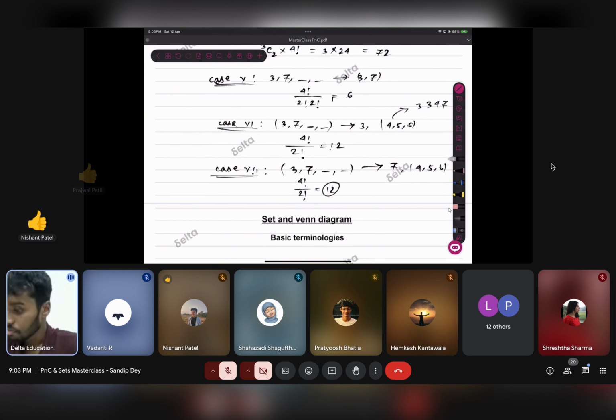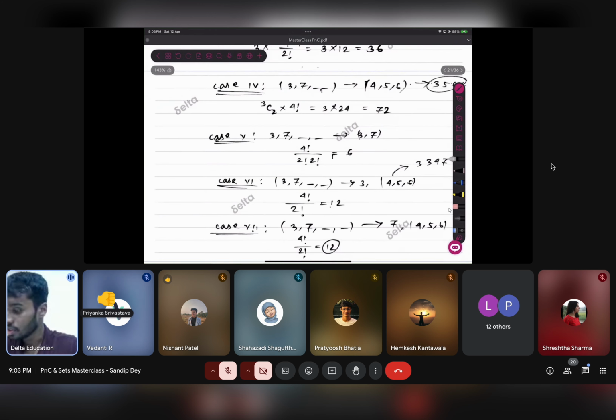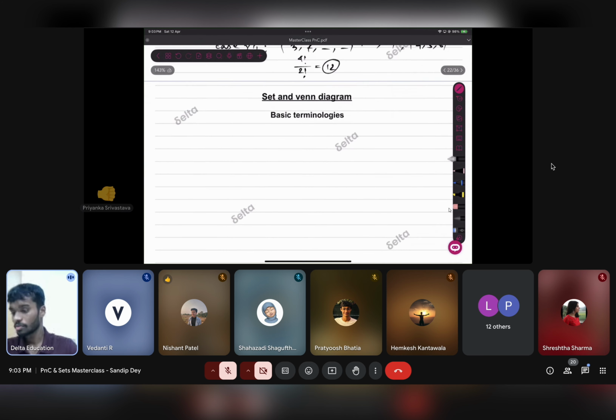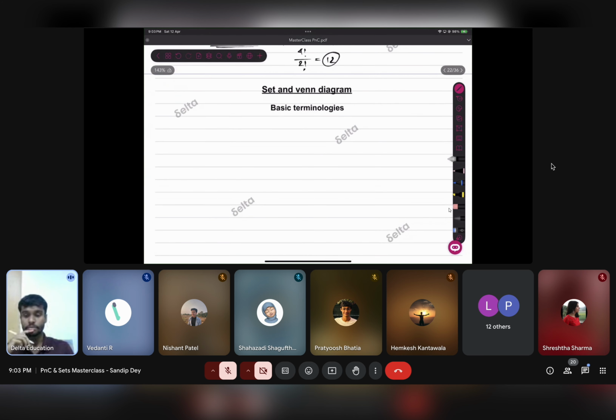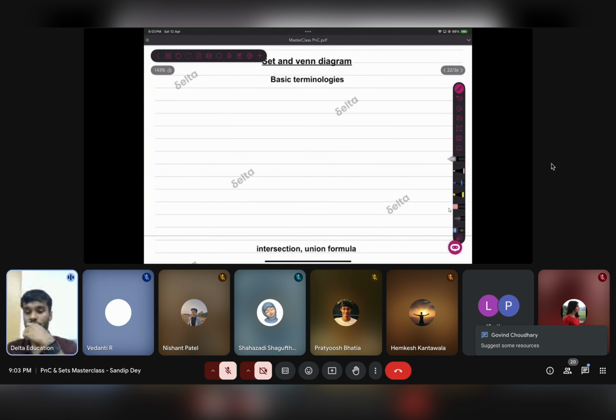Okay. So PNC is mostly done now. We'll now go ahead with set and Venn diagram. So for set and Venn diagram, basic terminology is what is set.